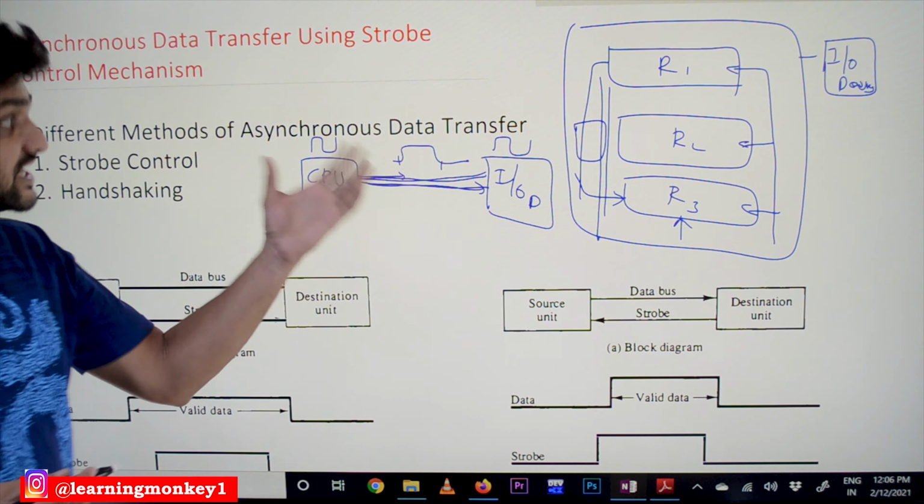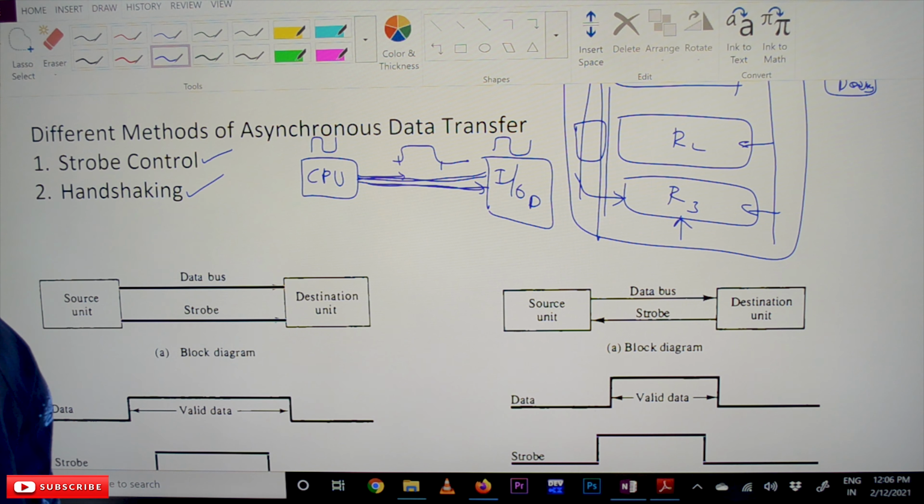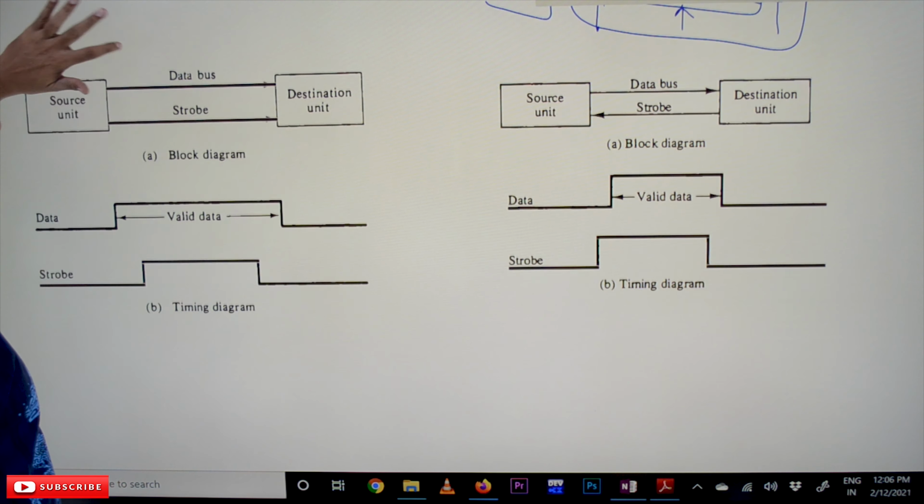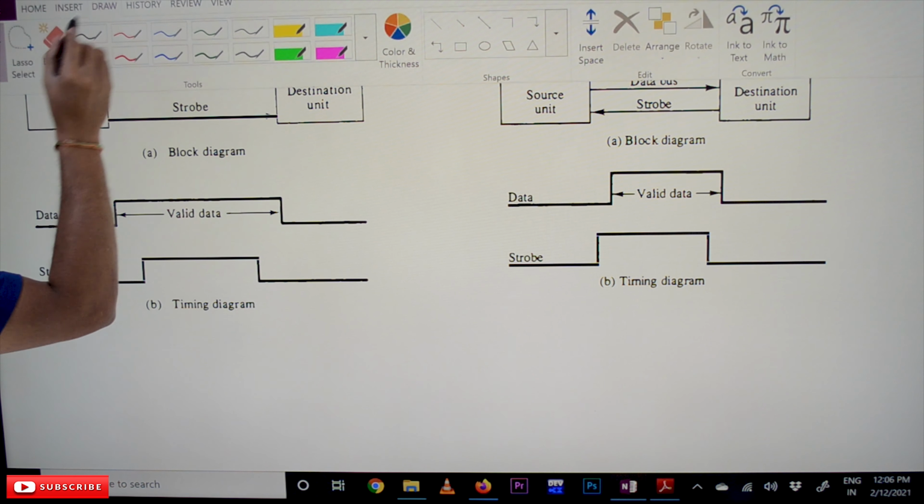These problems are managed in asynchronous data transfer by using two methods. One is strobe control and the other is handshaking. In this video we will understand strobe control, and in the coming videos we will understand handshaking. Let's see how the strobe control mechanism works. Here we have source and destination units. The source unit is what we call the CPU.